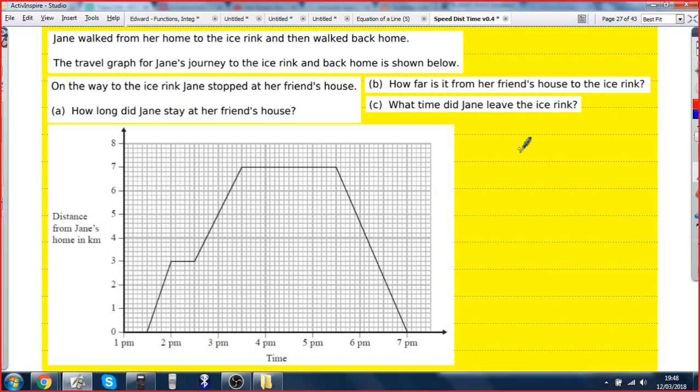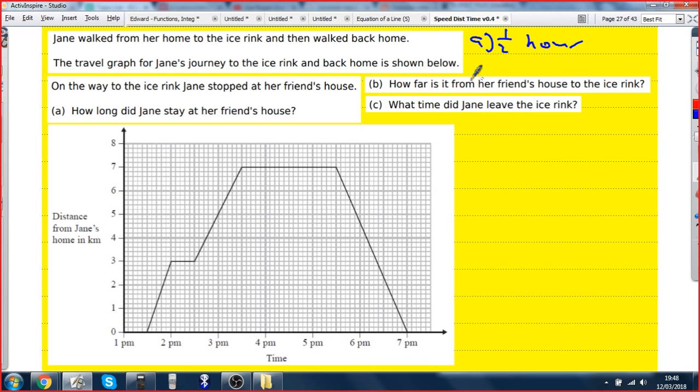So she stayed at her friend's house for 2 hours. I think that's the ice rink up there. It says on the way to the ice rink, Jane stopped at her friend's house. Oh, that's a half an hour. Yeah. So A is half an hour. And they didn't say it has to be in minutes or anything.